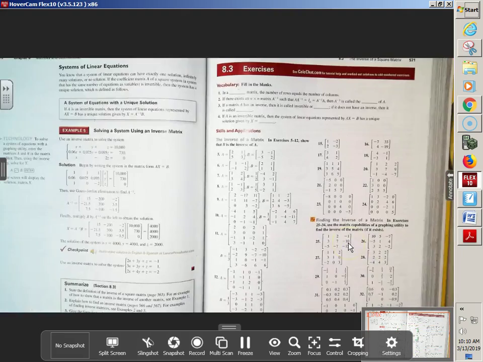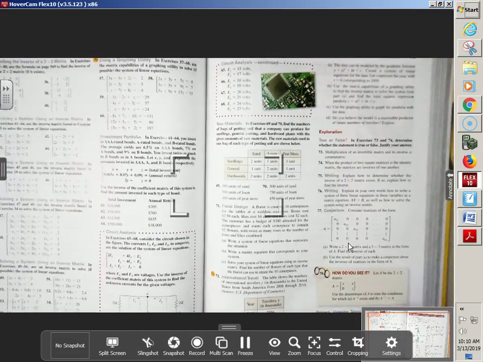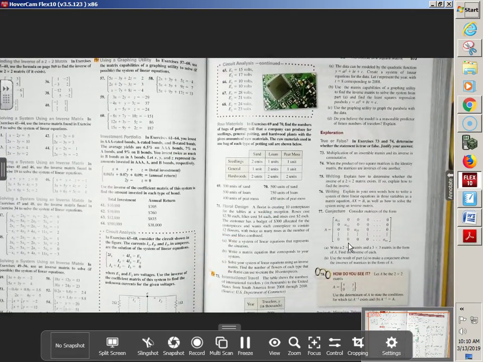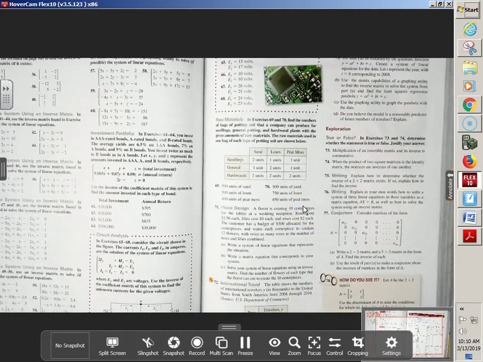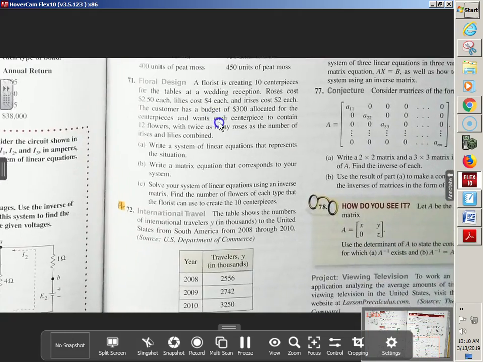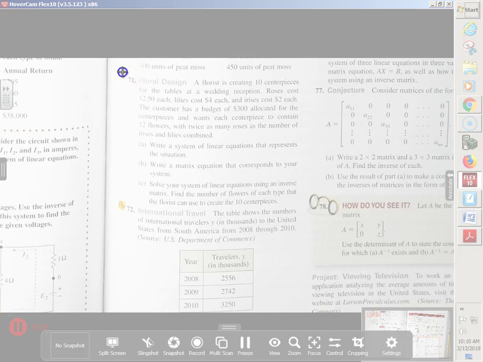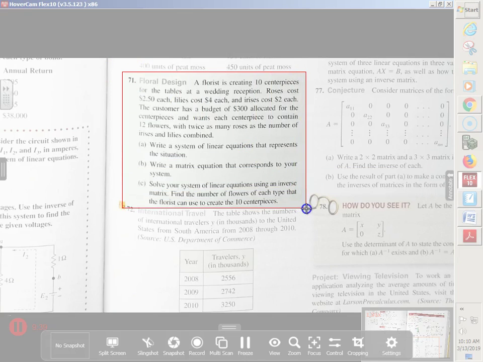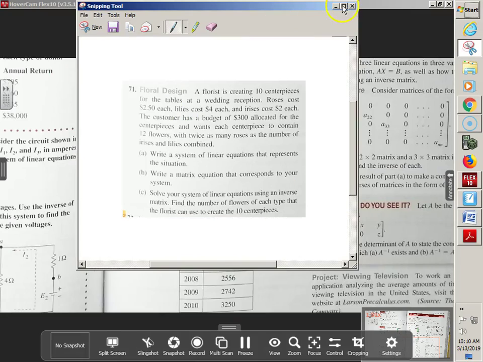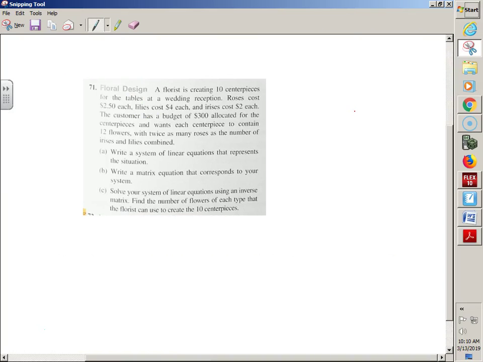And then, Joe, you said number 70. Okay. And then, Priscilla, did you say 70? Okay, 71. A florist is creating, it sounds like there's a hidden system of equations, doesn't it? I see all these different prices. I'm pretty sure I have some X's, Y's, and Z's. What do you guys think? What do we got? Roses, lilies, irises. I have 3 unknowns. I'm guessing how many of each.